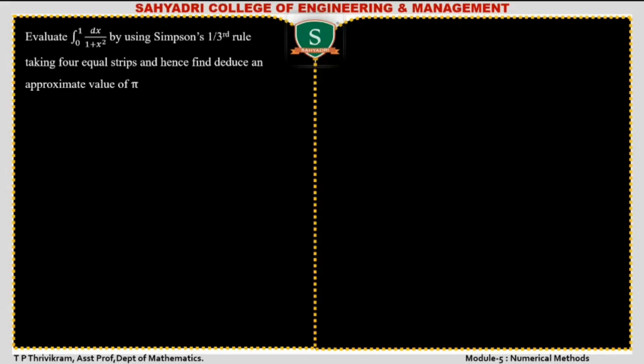Here they have given the integral from 0 to 1 of dx by 1 plus x squared, by using Simpson's 1/3 rule, taking 4 equal strips. That means we have to divide this interval into only 4 parts. Clear? So just check how you will divide.